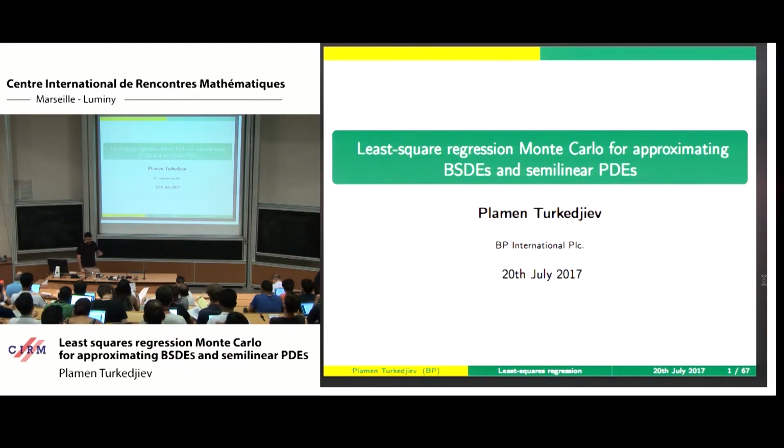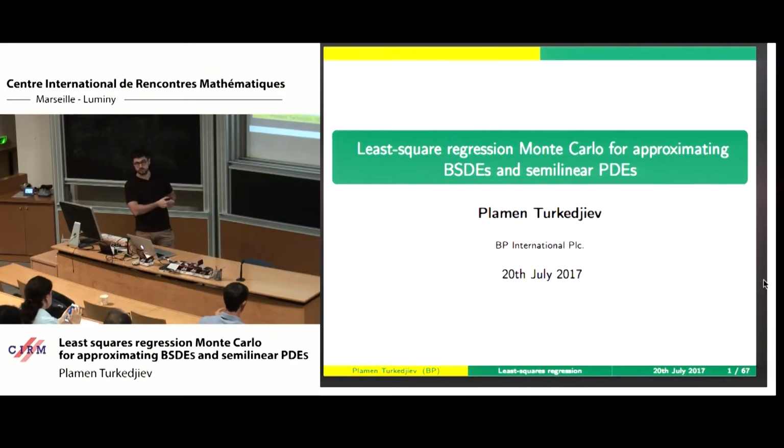So I'm going to talk to you today again about least squares regression Monte Carlo, and specifically in the context of a subject that we've seen a few times already at this conference, backward stochastic differential equations, and also as a consequence how we can use this method for a class of partial differential equations of semilinear type.